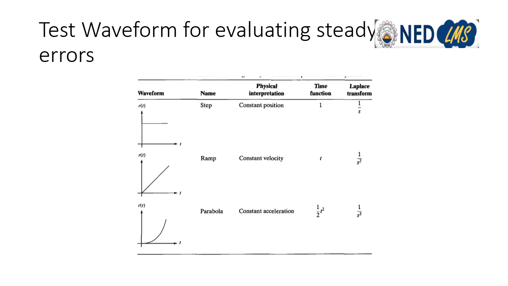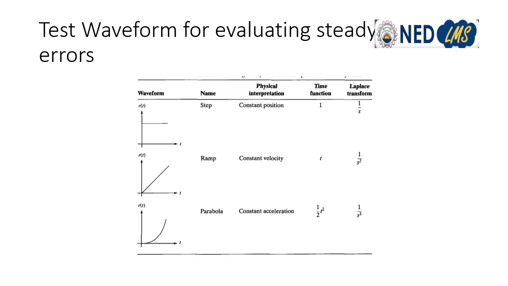This is the ramp function, linearly increasing. It is t raised to the power 1. It has a constant rate of change, and in the S domain we represent it by 1 upon S square. This is the parabolic function, and it represents a constant acceleration. Mathematically in the time domain it is represented by half of t square, and in the S domain as 1 upon S cube.